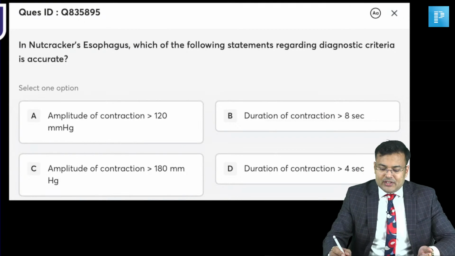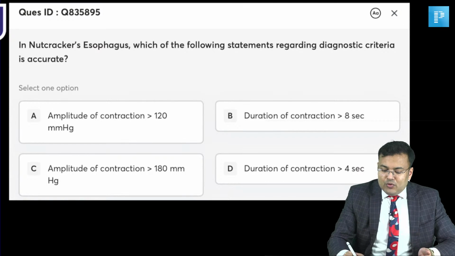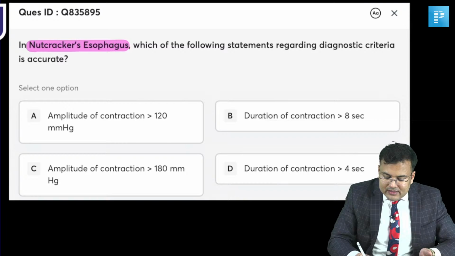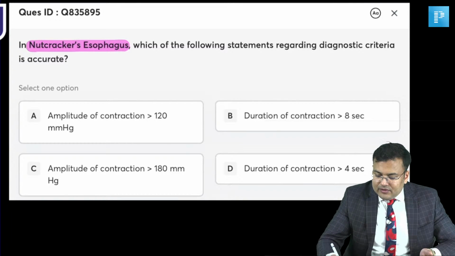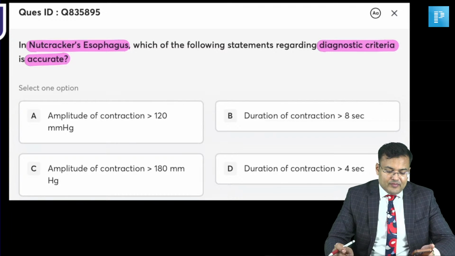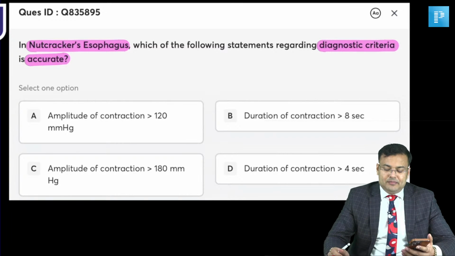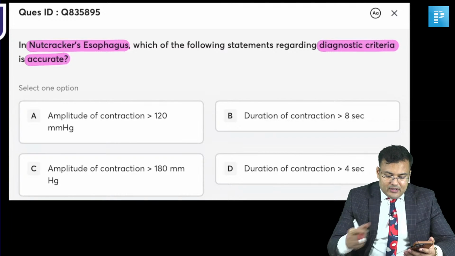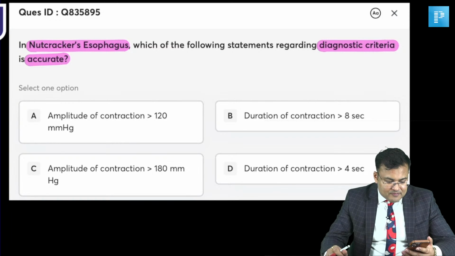After that, see this question. Let me see who is genius over here and going to reply this question correctly. Nutcracker's esophagus. Which of the following statements regarding diagnostic criteria is accurate? Guys, tell me, I'm waiting for your reply.